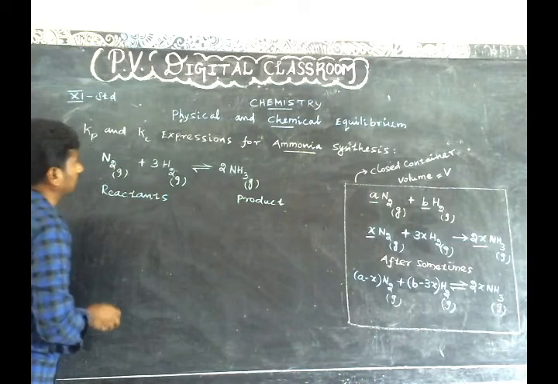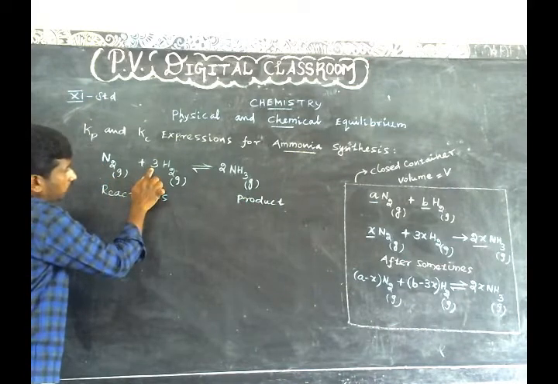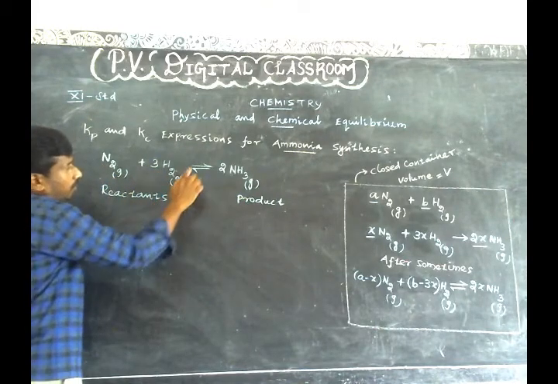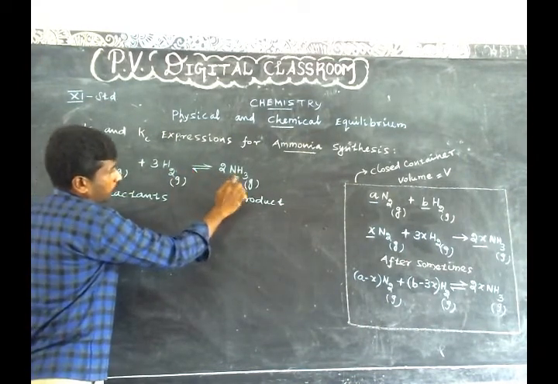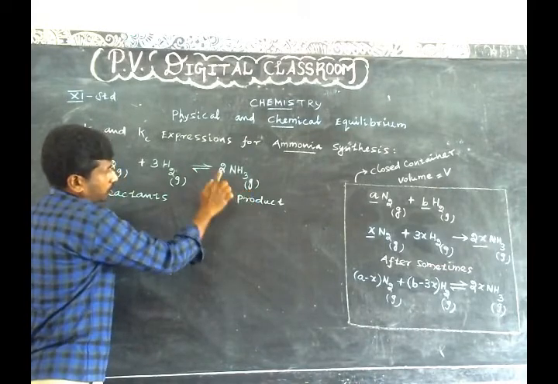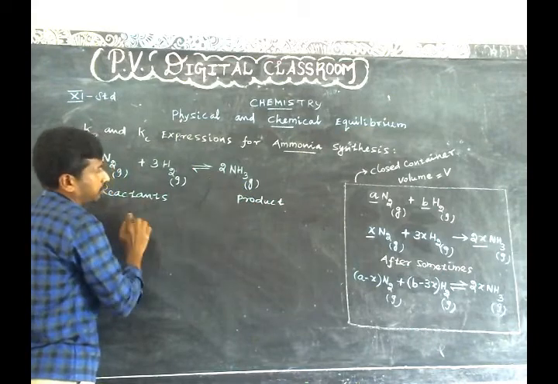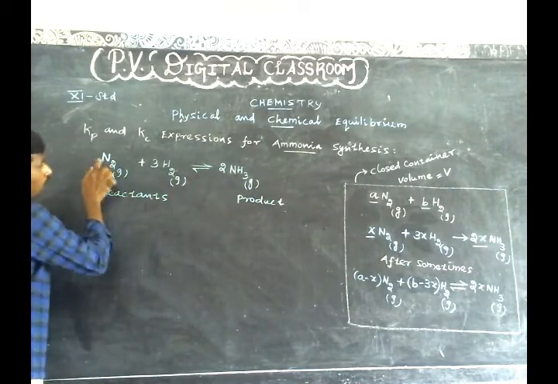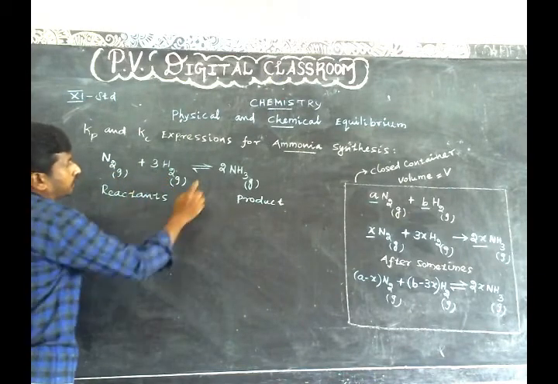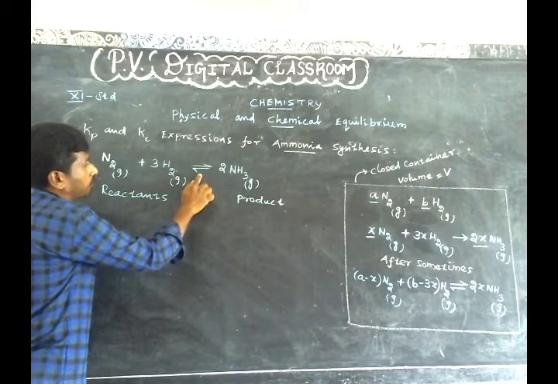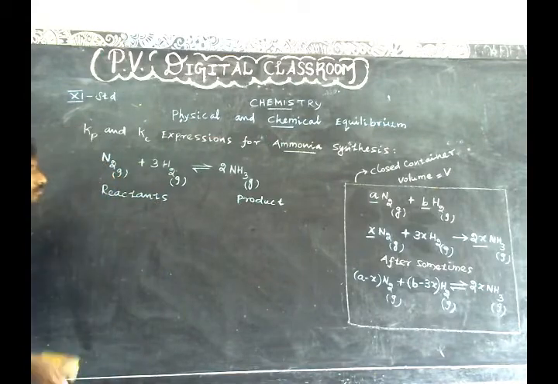In this reaction, 1 mole of nitrogen gas reacts with 3 moles of hydrogen gas in the forward direction to give 2 moles of ammonia gas. At the same time, 2 moles of ammonia gas react in the backward direction to give back 1 mole of nitrogen gas and 3 moles of hydrogen gas. That's why an equilibrium sign is present between reactants and product. Then, assumption.